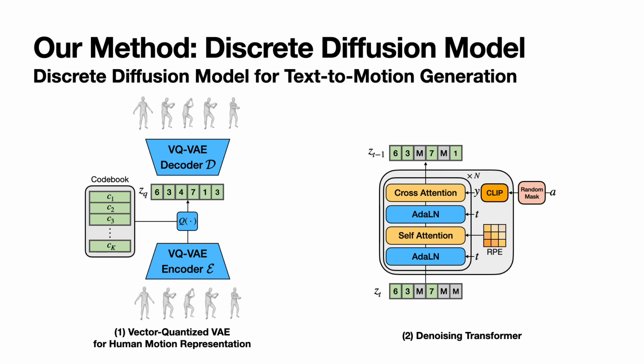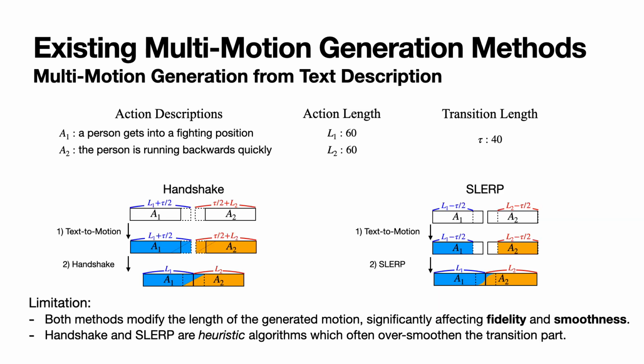M2D2M relies on a discrete diffusion model for generating motion from text. Our framework is combined with a vector quantized variational autoencoder, VQVAE, to compress and represent motion data in a latent space and a denoising transformer. Existing methods, such as TEACH and PriorMDM, introduce multi-motion generation methods that require a transition length as a hyperparameter. Handshake and SLERP methods for smoothing the transition part modify the length of motions, compromising the fidelity of individual motion.